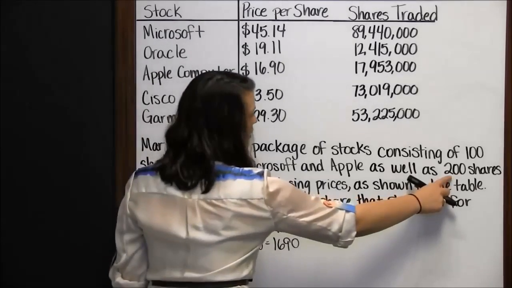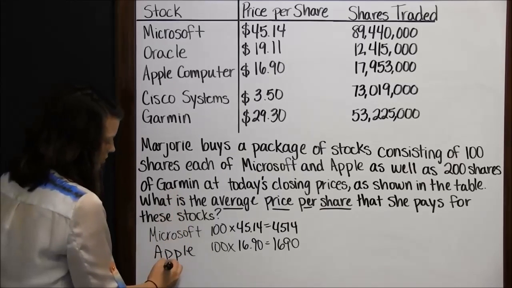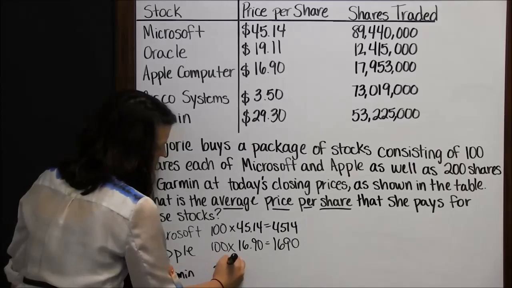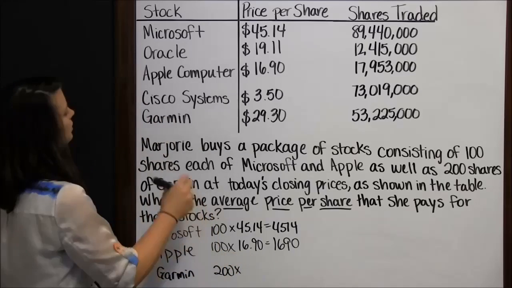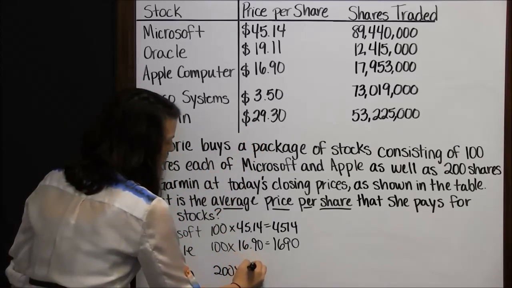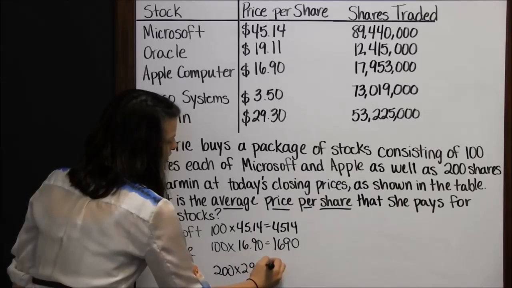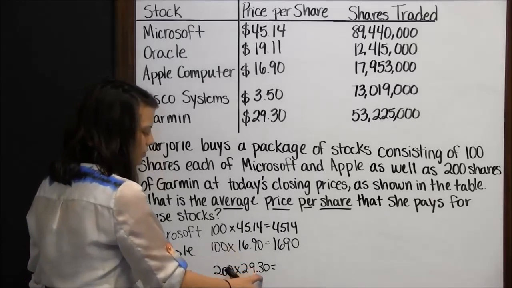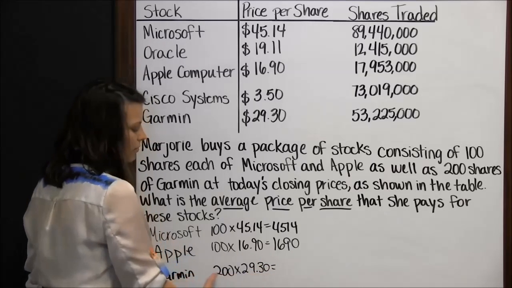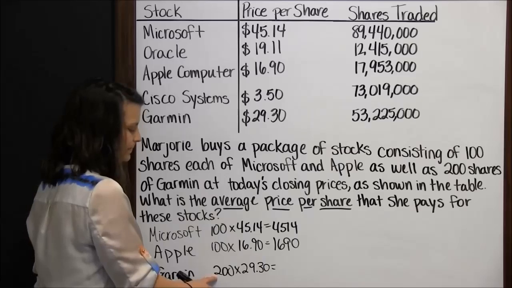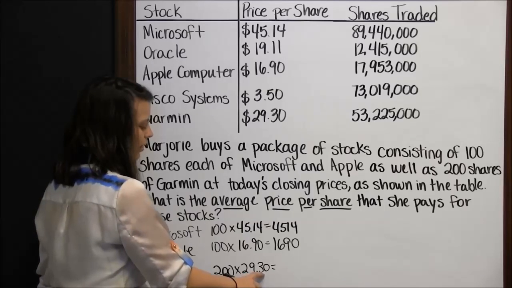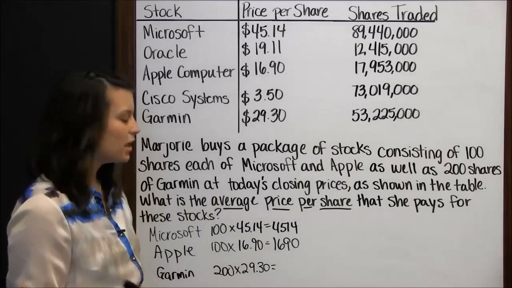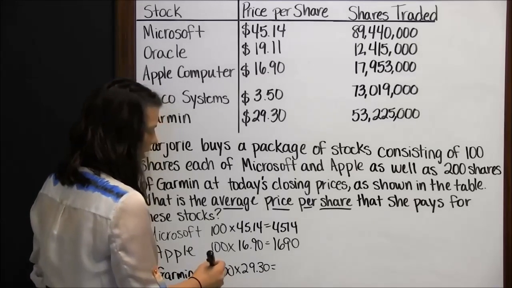Then she got 200 shares of Garmin. So Garmin, 200 times, and Garmin is $29.30. So multiplying by 100 means we move it 2 places to the right, but multiplying by 200 means not only do we move our decimal 2 places to the right, but we're also going to double that number.